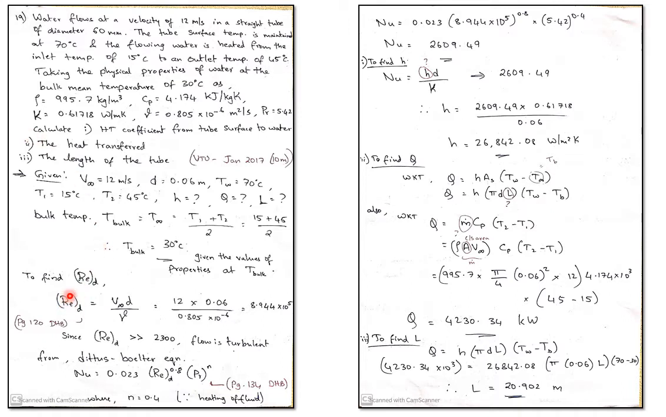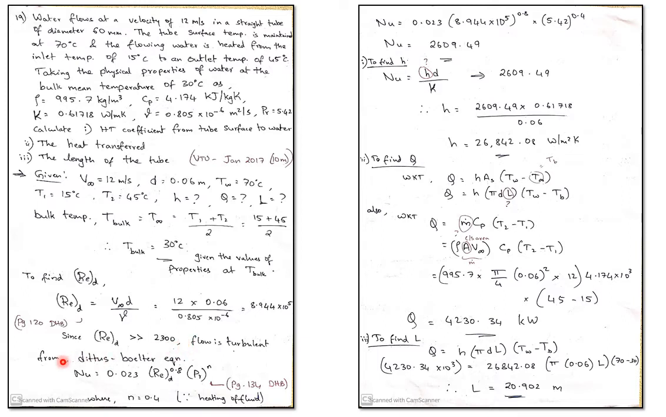Next, you need to find the value of the Reynolds number, that is V infinity d by nu. So velocity of the fluid, 12, into diameter of the tube, divided by nu. Since the Reynolds number is greater than 2300, you can decide the flow is turbulent.